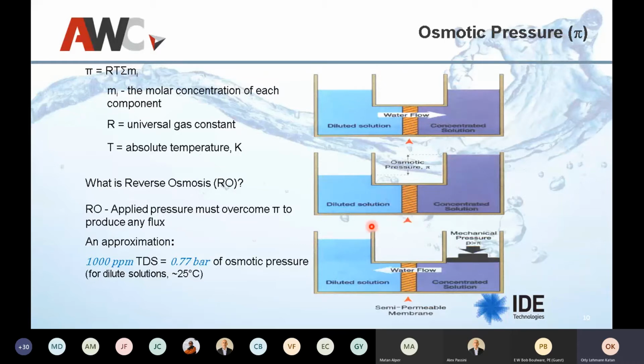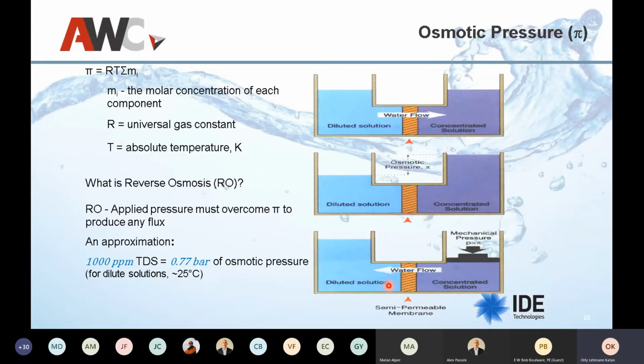This is the system at equilibrium. So in order for us to desalinate water, what we have to do is inflict pressure from the concentrated side, pushing the water towards the diluted side. And the pressure that we have to inflict has to be above the osmotic pressure.